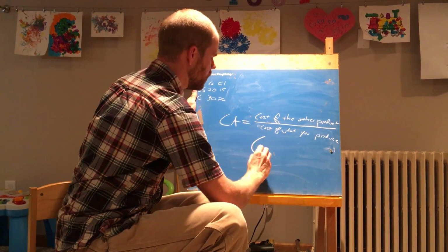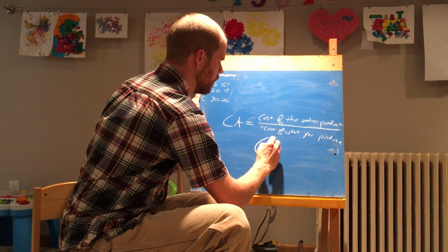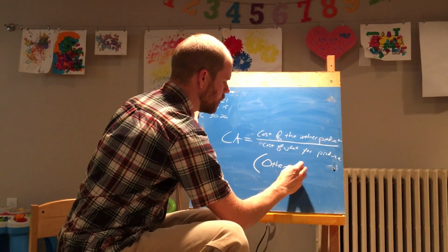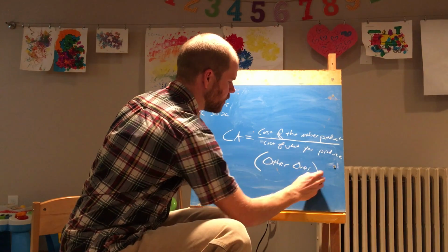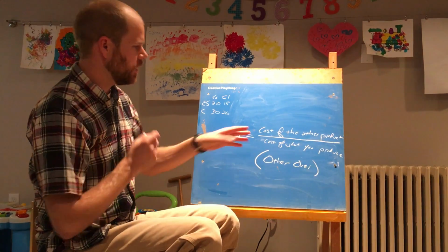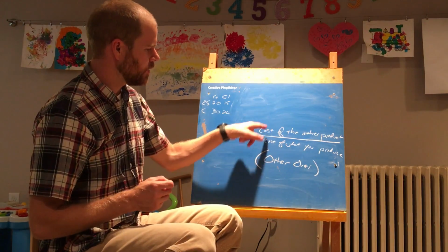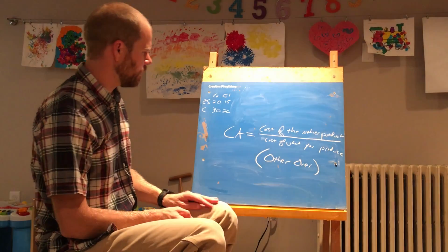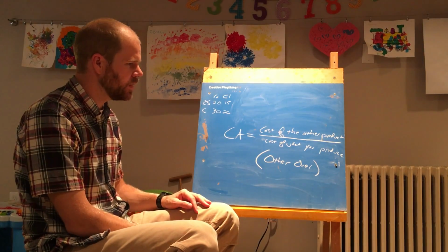And the mnemonic device is other product over. So when you're trying to remember to do the math, the other product, the thing you're not making, goes over what you do produce. Now, that's complicated until you see an example.